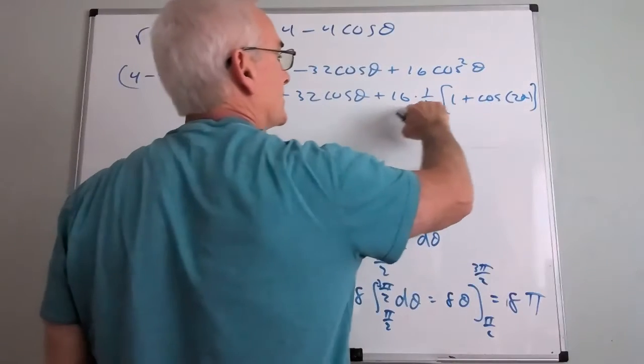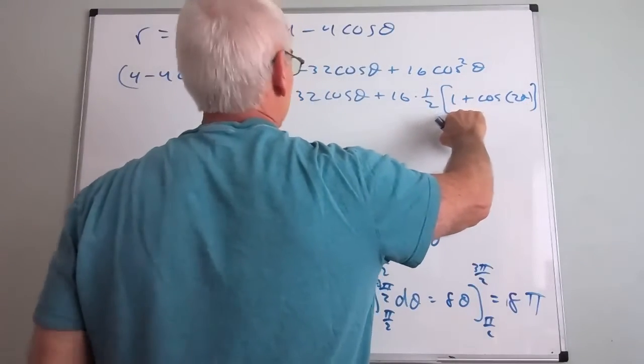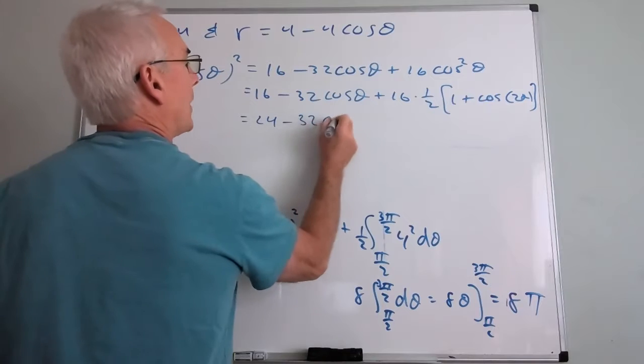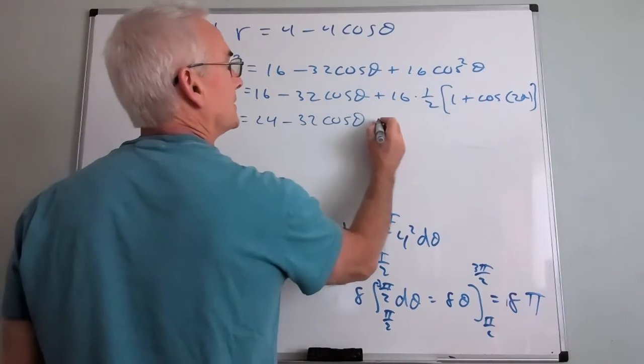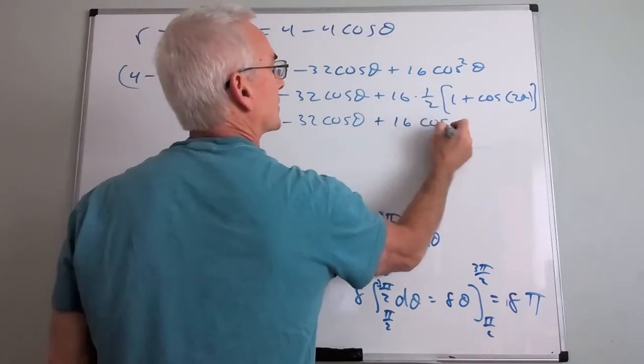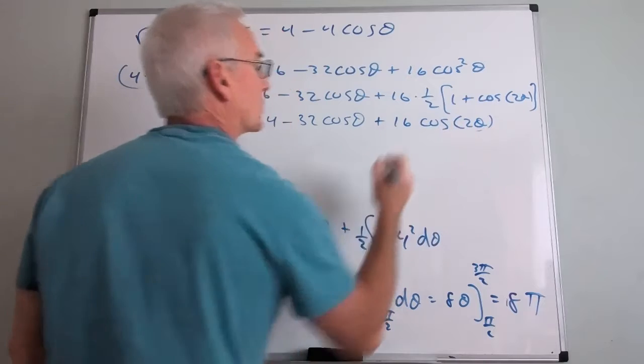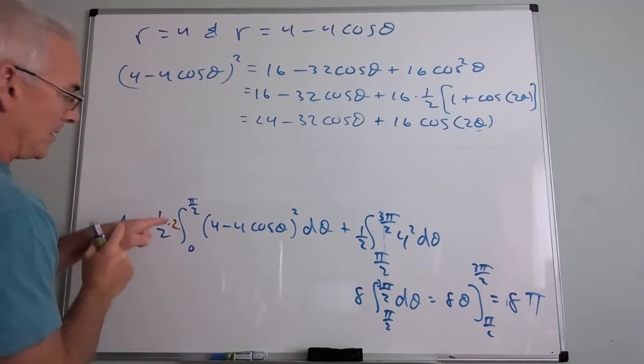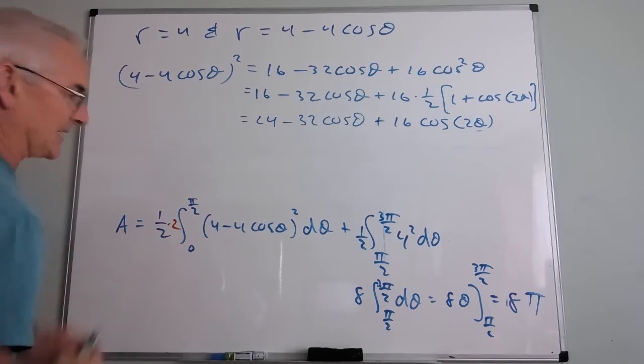Well, 16 times 1/2 times 1, that's 8. So I'll add it to that 16. So now I'm at 24 minus 32 times the cosine plus 16 times the cosine of 2 theta. So that represents r squared. Okay. So if you notice here, it was 1/2, but because we doubled it, that makes it a little bit easier.